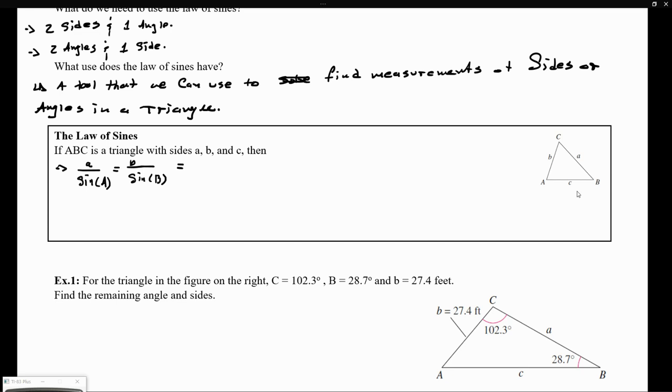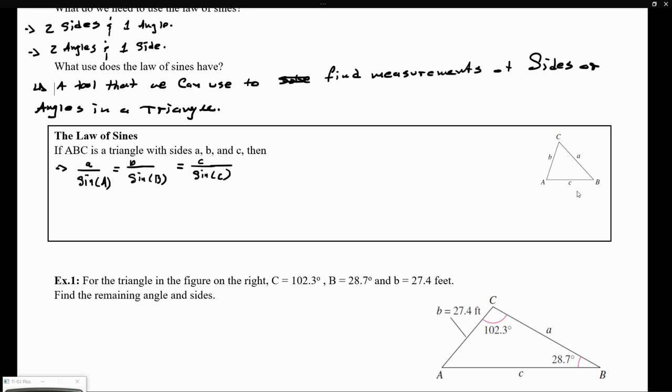In addition, that's still going to be equivalent to side C over sine of the opposite angle, which is big C. And this is what we state as the law of sine. A over sine A is equivalent to B over sine B, which is equivalent to C over sine C.